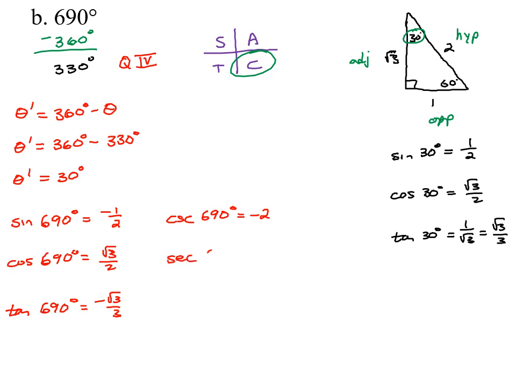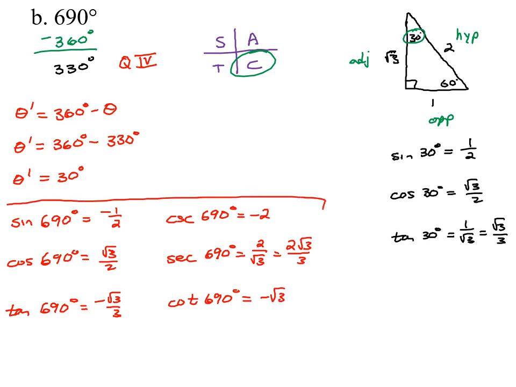Secant of 690 would be 2 over root 3, or if you want to rationalize it, 2 root 3 over 3. Pull the radical up and drop the radical sign off on the bottom. And the cotangent would be what you flip over from tangent. It was originally 1 over root 3, so if you flip that over, you just get square root of 3. And there are all 6 trig functions of 690 degrees.